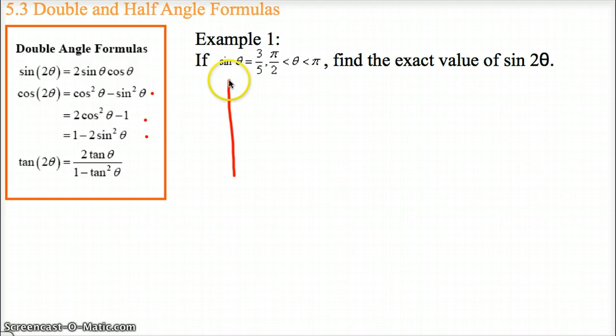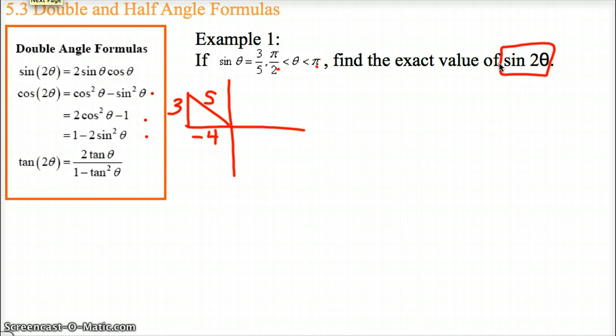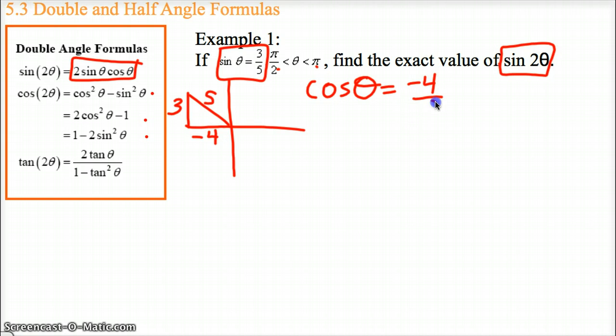I always start with drawing a picture of the proper angle. It has to be between pi over 2 and pi. So my angle's over here. It has a y value of 3 and a radius of 5. So I know this has to be negative, and it's negative 4 by Pythagorean triples. So why is this important to draw a picture? Because I need sine of 2 theta, which requires me to have the sine of theta and the cosine of theta. I had the sine of theta to begin with, but I need the cosine of theta, and from my picture I can see that it's negative 4/5.